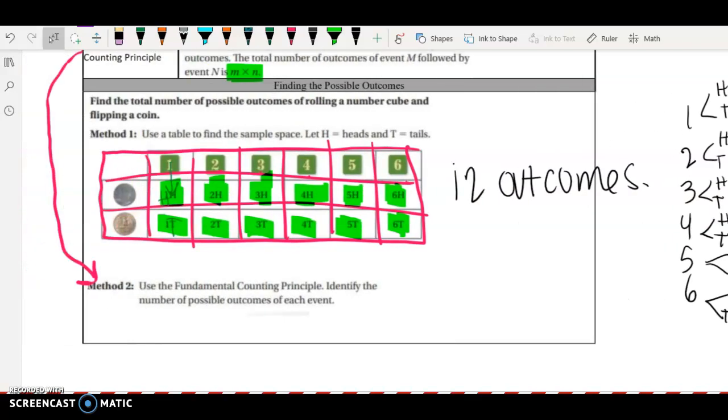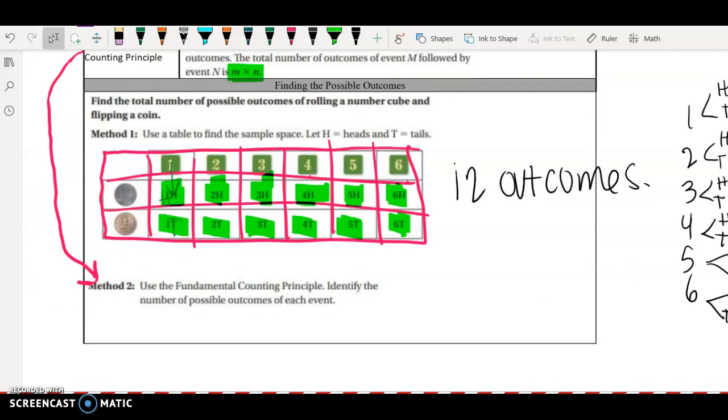It's just personal preference. Method 2 is just using the fundamental counting principle to identify the number of possible outcomes. So when we just need to know how many outcomes there are and not a specific outcome, all we have to do is take how many possible outcomes are on the first one.